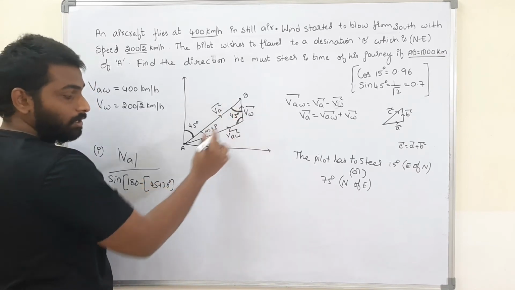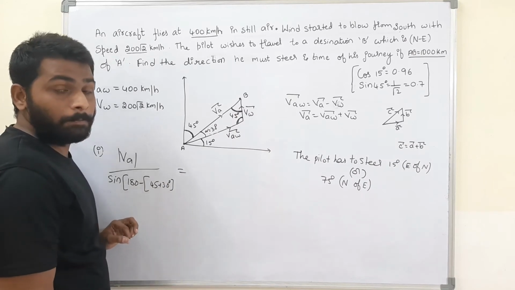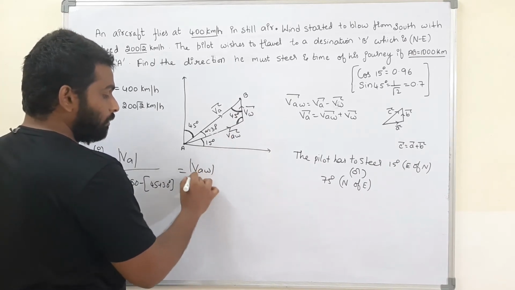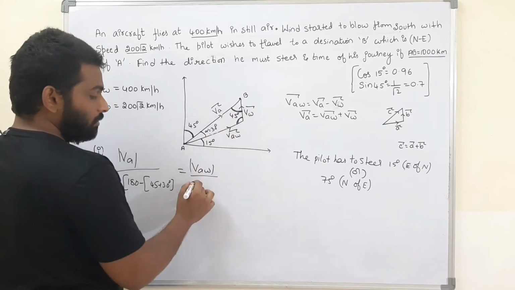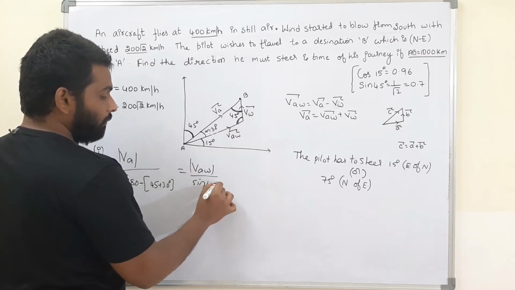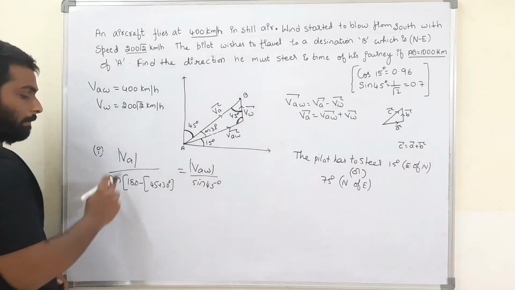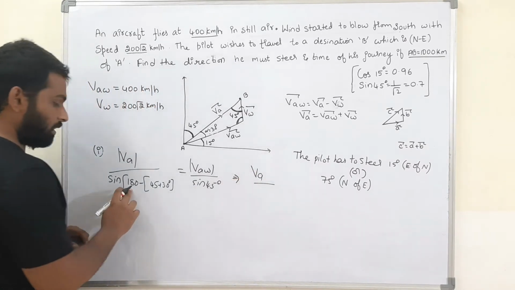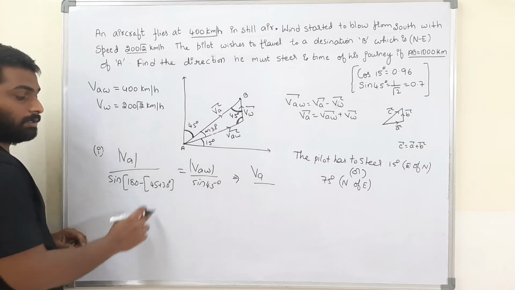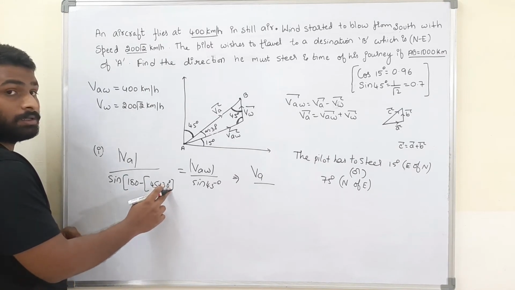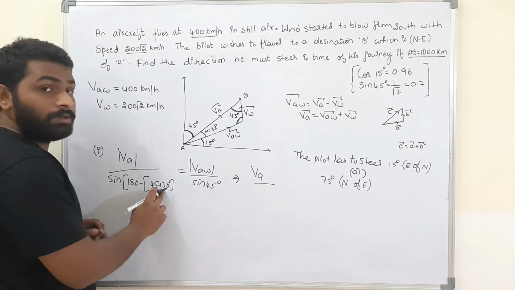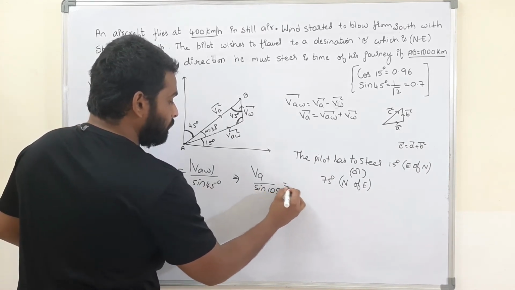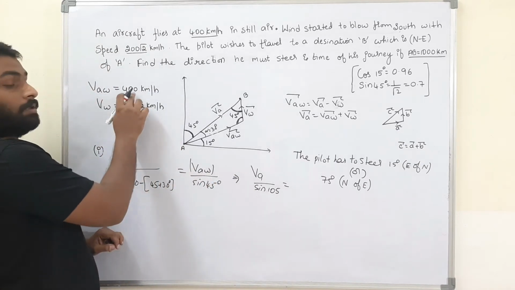VA by sine of this angle must be equal to VAW by the sine of the opposite angle, which is sine 45. Therefore, what is VA? Sine of 180 minus (45 plus 30). 45 plus 30 is 75. 180 minus 75 is 105. Therefore, VA by sine 105 must be equal to VAW, which is 400, by sine 45.